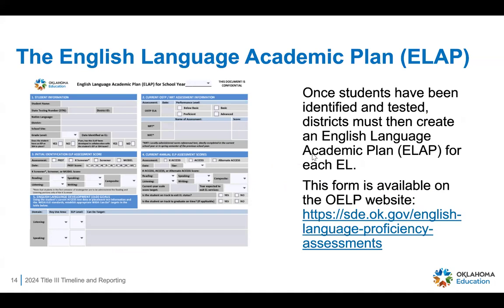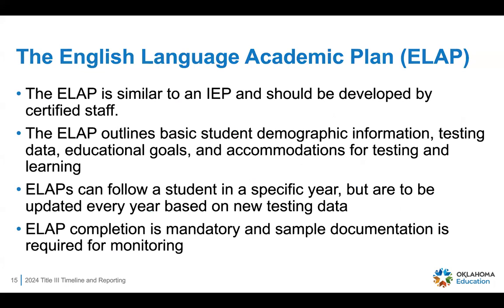The English Language Academic Plan, or ELAP. Once students have been identified and tested, districts must then create an ELAP for each EL. The form is available on the OELP website. The ELAP is similar to an IEP and should be developed by certified staff. The ELAP outlines basic student demographic information, testing data, educational goals, and accommodations for testing and learning. ELAPs can follow a student in a specific year, but are to be updated every year based on new testing data. ELAP completion is mandatory and sample documentation is required for monitoring.